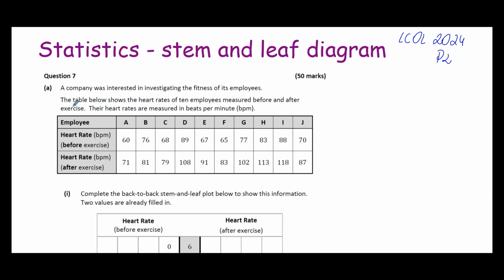Now, even without the stats data, we understand that when we do exercise, what happens? Before exercise, our heart doesn't beat as much. When we do exercise, it beats faster. So that's the main idea. The heart rates are measured in beats per minute. And we can see that for employee A, let's say Adam, before is 60 and after is 71. So it increased, which reflects life.